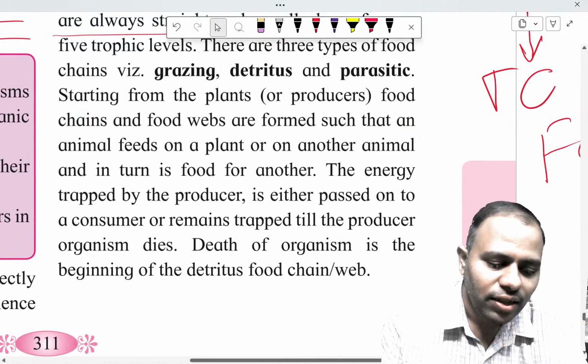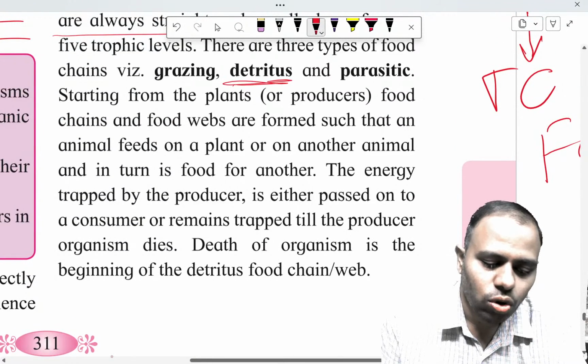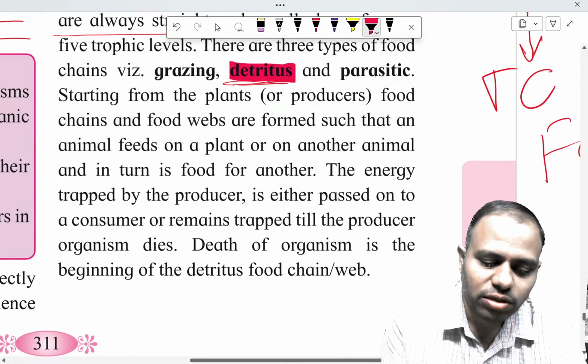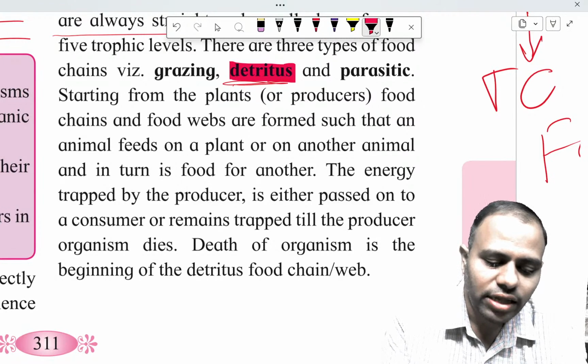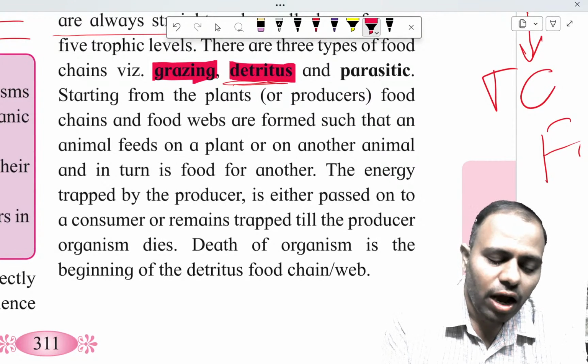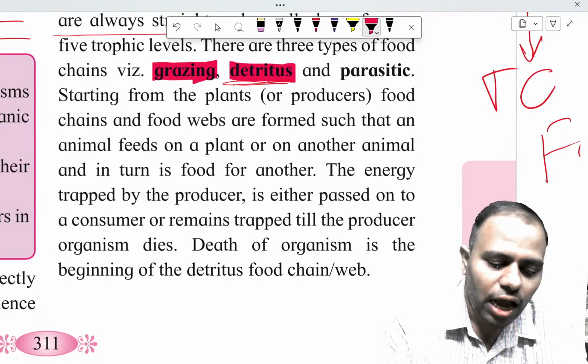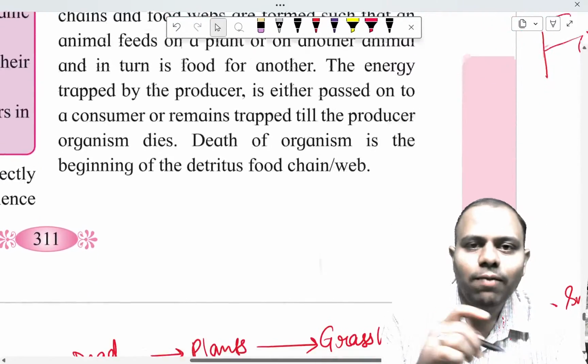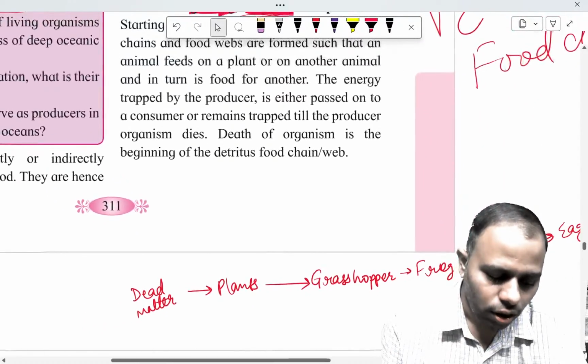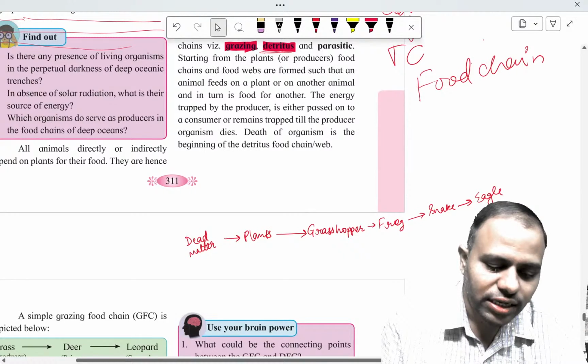It is also called the detritus food chain. Okay, it is mentioned over here. See, this is called the detritus food chain. Earlier we saw the grazing food chain. Now we are seeing the detritus food chain. So this was the second type of food chain that we are going to see.